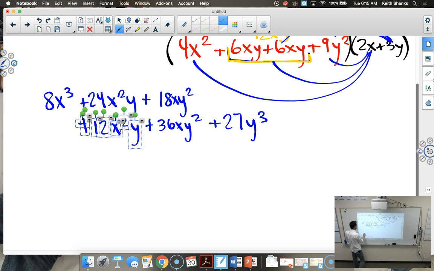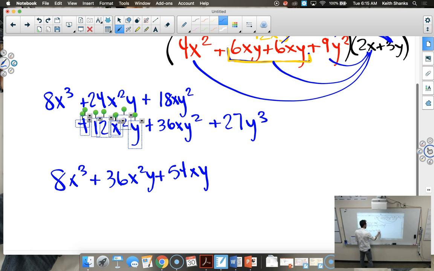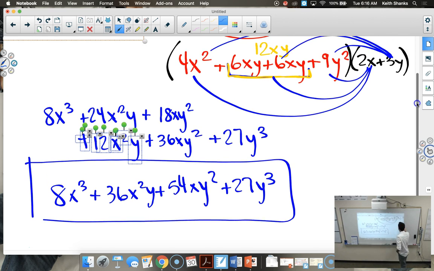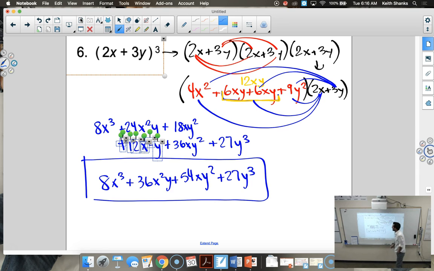All right, what I end up with is this big thing: 8x cubed plus 36x squared y plus 54xy squared plus 27y cubed. Okay, that's the big, long way to do that. Now I want to point out, hopefully if you can catch this, a slight little bit of shortcut. Okay, I'm not saying this is easy. There are some things you need to be aware of.